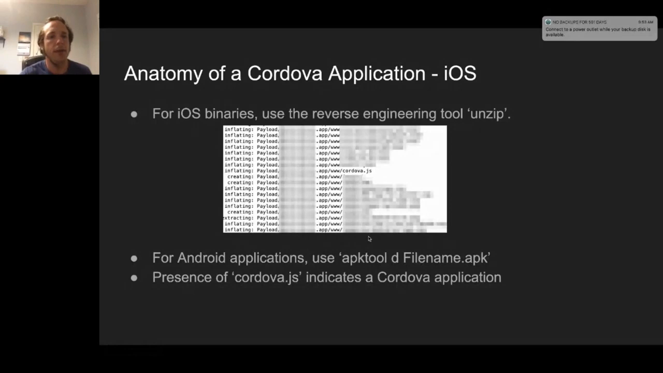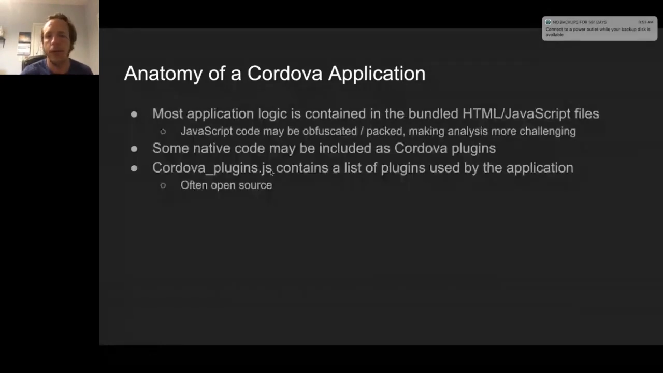So one of the things that's neat is with all this bundled, you can look at this file, Cordova_plugin.js, and it'll tell you what plugins are being used by the application. And you can actually go and pull those down, and now you have the complete source code for them. So, a lot of those are open source, and you can find them on GitHub.